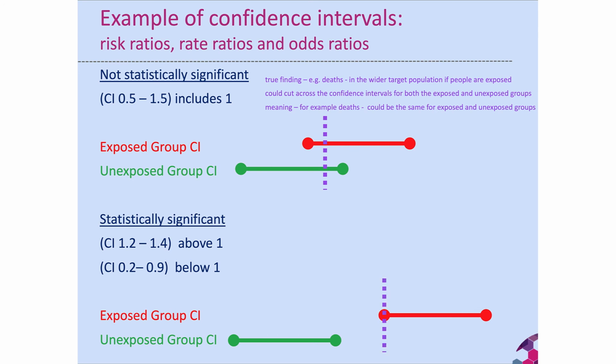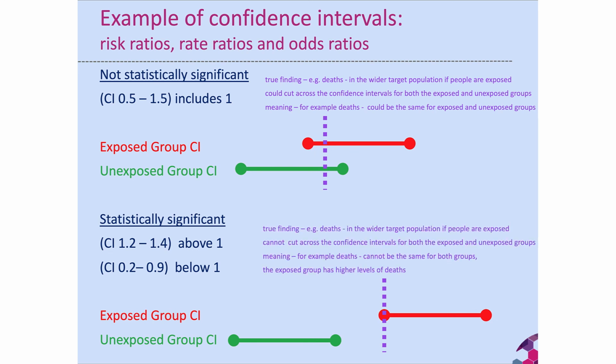So therefore, even at the lowest level of the confidence interval for the exposed group, the findings, for example deaths, would continue to be higher than they would be for the unexposed group. There is no overlap. So there is no way that the true finding could be one that would be the same for the exposed group and the unexposed group.